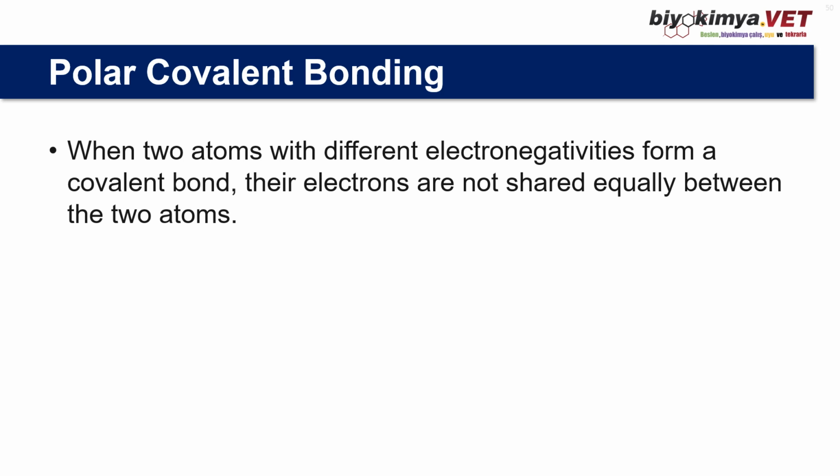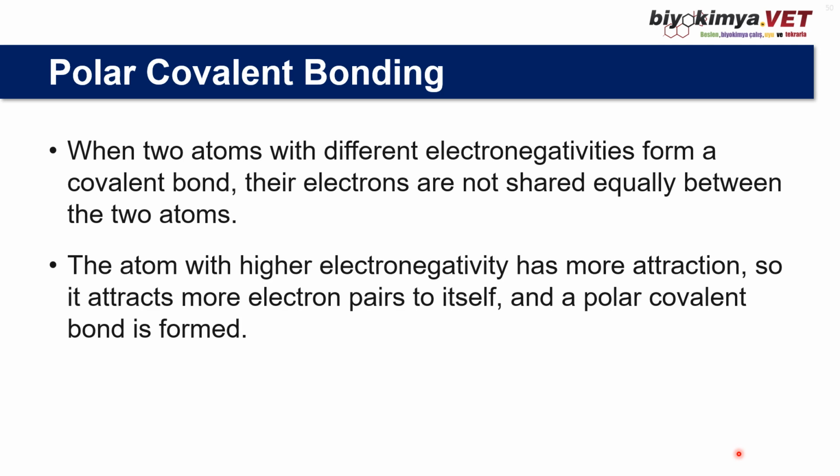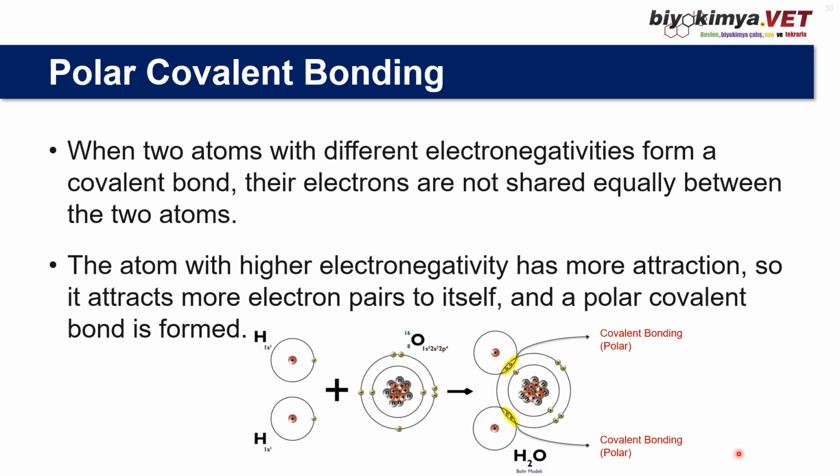Therefore, as a result of polar covalent bonds, the covalent compounds formed will have an electrostatic potential, and this potential makes the resulting molecule slightly polar, allowing it to form weak intermolecular interactions with other polar molecules. The atom with higher electronegativity, as I said, has more attraction, so it attracts more electron pairs to itself, and the polar covalent bond is formed.